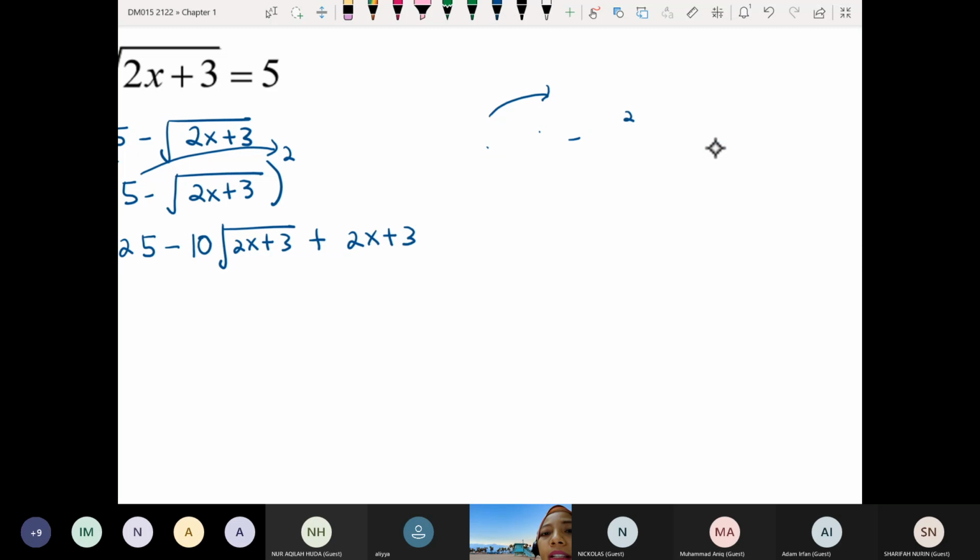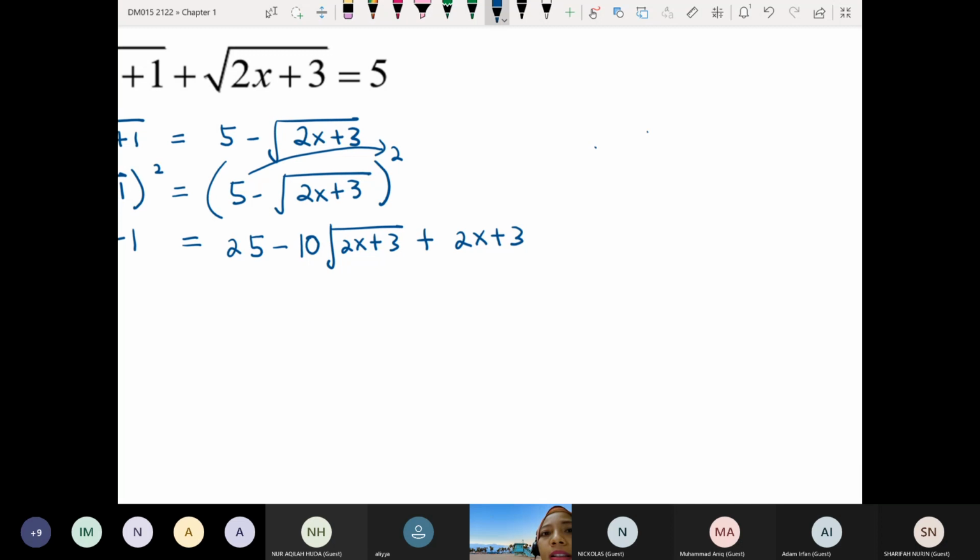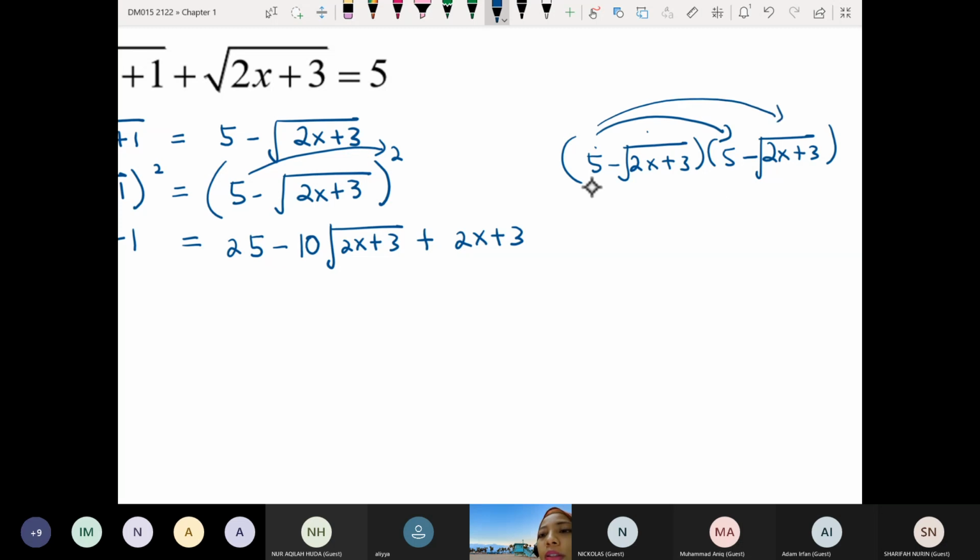Kalau you tidak mahir, apa yang I suggest adalah you buat satu persatu. 5 minus 2x plus 3. Buat lagi 5 minus 2x plus 3. 5 darab 5, 25. Tolak dengan negatif 5, 2x plus 3. Kemudian tolak lagi dengan ini pula dapat negatif 5, 2x plus 3. So that's why dia akan dapat negative 10 yang cikgu tulis kat sini. So kalau congak dia jimatlah ruang sikit.